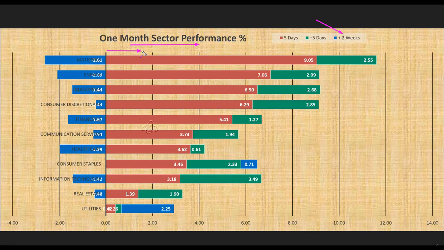Any bar coming to the right side of the zero line shows the sector went up. Any bar to the left of the zero line shows the sector went down. All the red bars are to the right side of the zero line, showing all the 11 sectors went up this week. Some of them went up very strongly, like materials went up by more than 9%, energy went up by more than 7%, industrials went up by 6.5%. Consumer discretionary went up by more than 6%, financials went up by more than 5%. These are very significant gains for a single week.